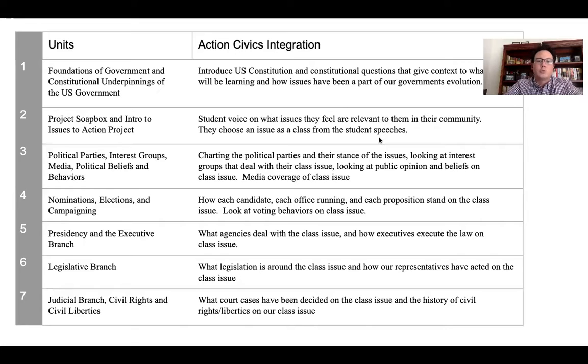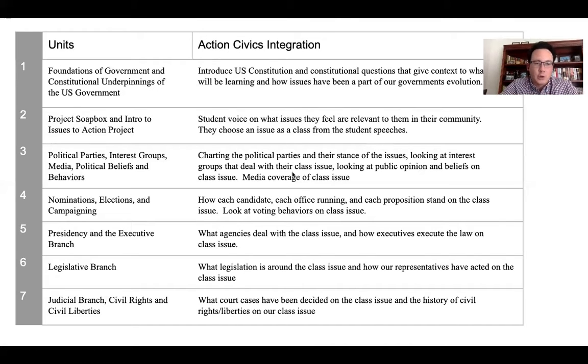And from there, we choose one issue as a class from those student speeches that we're going to focus on to be our Action Civics project for the semester. So we only choose one, where some teachers do many. I choose one and then have them do a facet of that as a part of their group's project. And then I start integrating that issue within every unit I do.